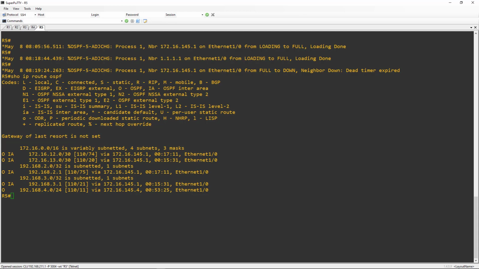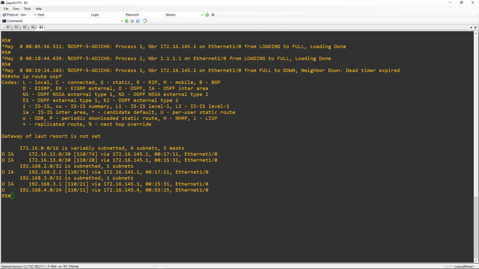All right. So we get the 4.0 prefix. That's an example of an intra-area route in this case, at least from router 5's perspective, because it's a route that originates on router 4. The prefixes from R2 and R3, they're part of area 1 and area 2 respectively. They're going to show up in the routing table as inter-area routes.